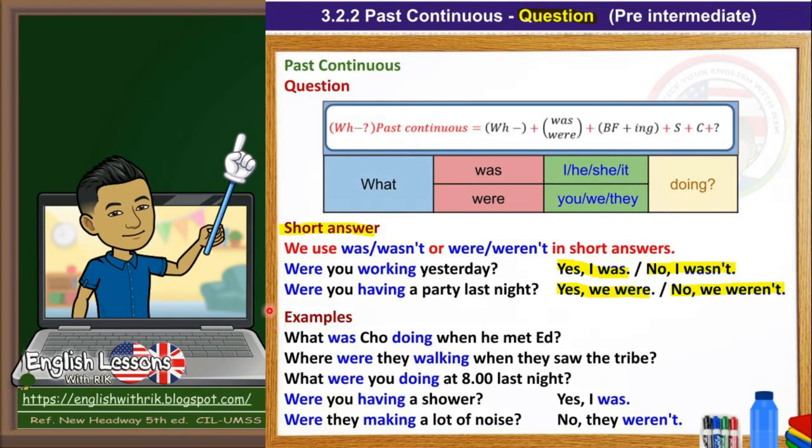Here are some more examples. What was Cho doing when he met Ed? Where were they walking when they saw the tribe? What were you doing at 8 o'clock last night? Were you having a shower? Yes, I was. Were they making a lot of noise? No, they weren't.